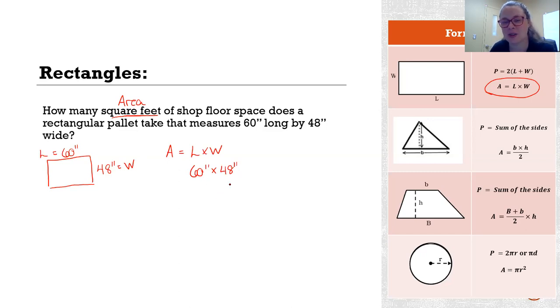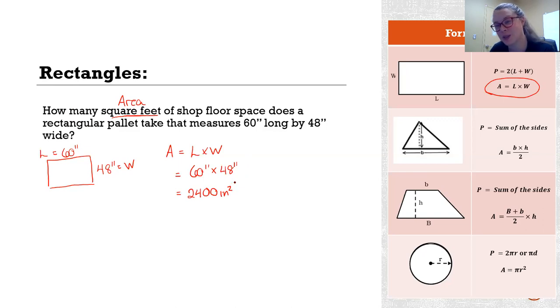Multiplying that out, we get 2,400 inches squared. We did inches times inches, so we have inches squared. Now, if we look back at the question, it says how many square feet? Well, we have square inches and we need square feet.